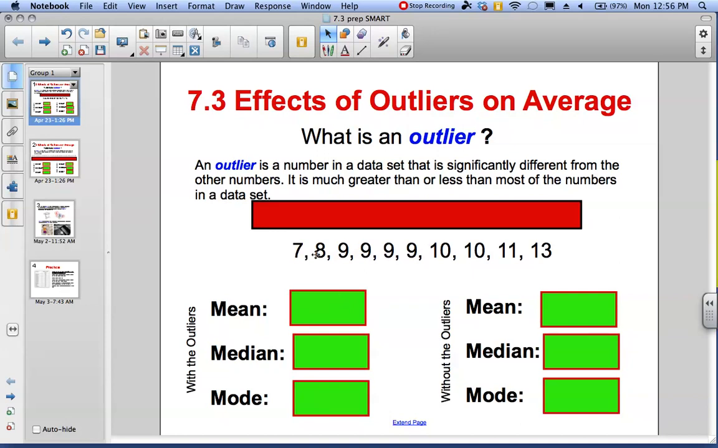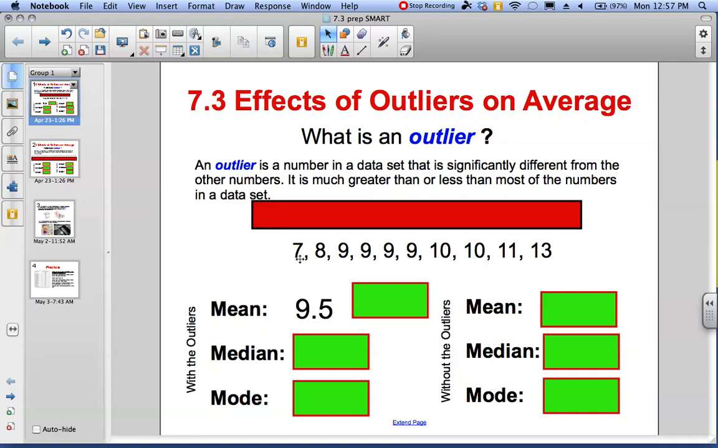So if we add 7 plus 8 plus 9 plus 9 plus 9 plus 9 plus 10 plus 10 plus 11 plus 13, add up all the numbers in the data set, we get 95. Well, to find the mean of that, you have to divide by 10. 95 divided by 10 is 9.5. So our mean for this data set would be 9.5.